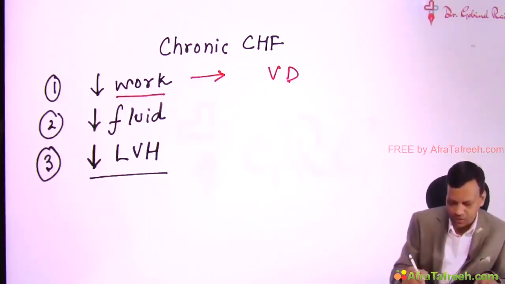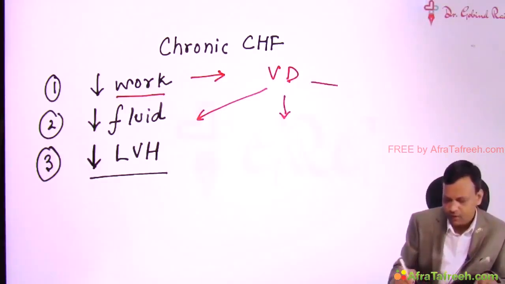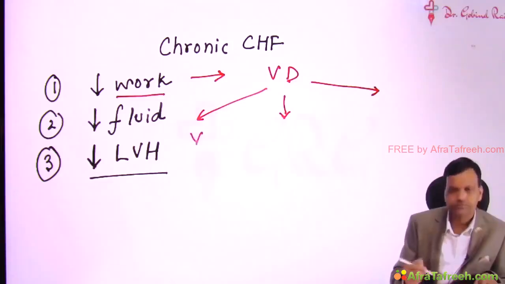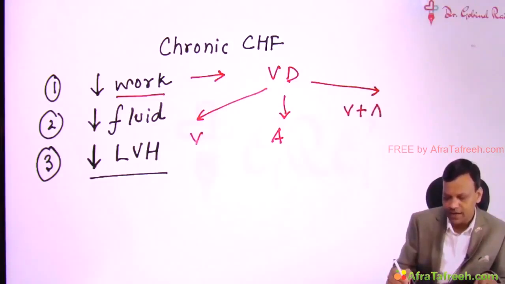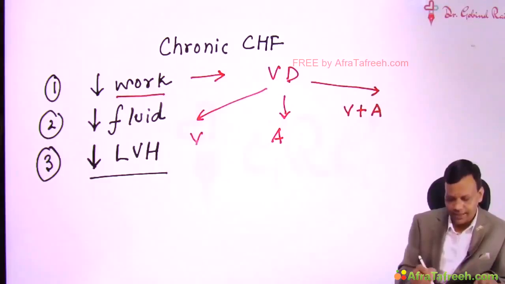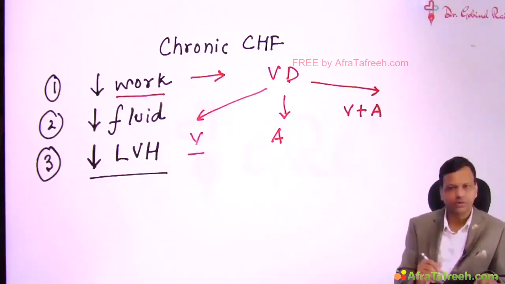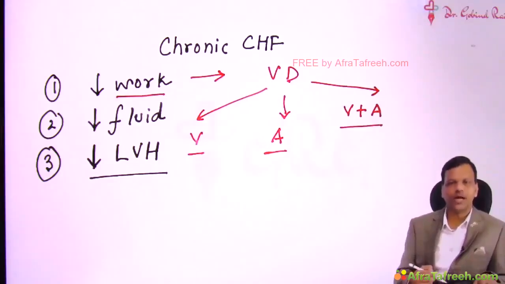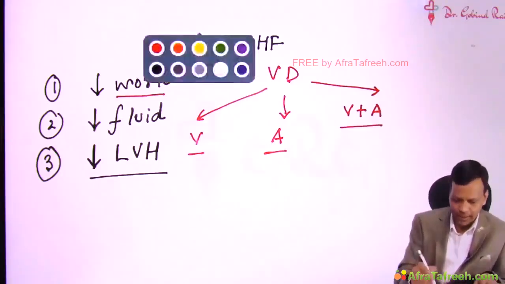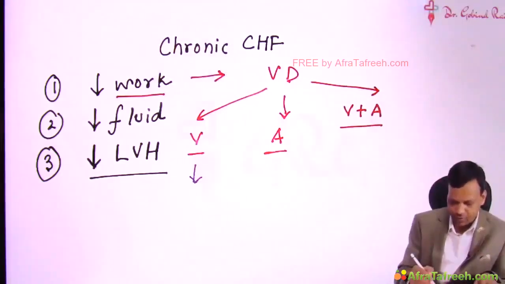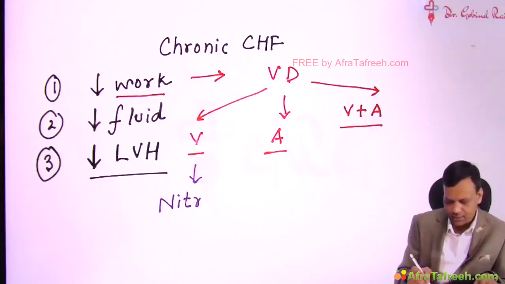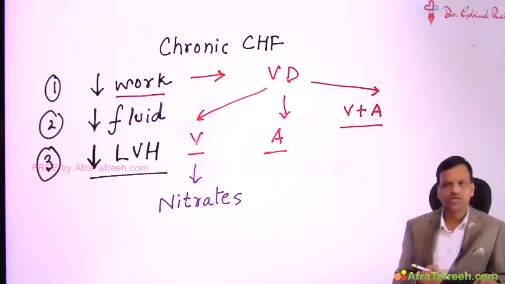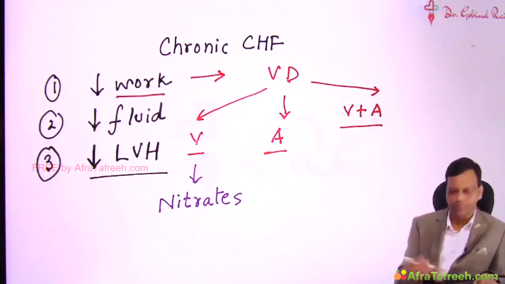And we have three types of vasodilators. One which dilate mainly veins, second which dilate mainly arteries, and third which can dilate both veins and arteries. If a drug mainly dilates veins, it will decrease preload. If a drug mainly dilates arteries, it will decrease afterload. If a drug dilates both, it will decrease both preload and afterload. The main venodilator we have is the nitrate group of drugs. So nitrates are predominant venodilators. So their major aim is to decrease preload.